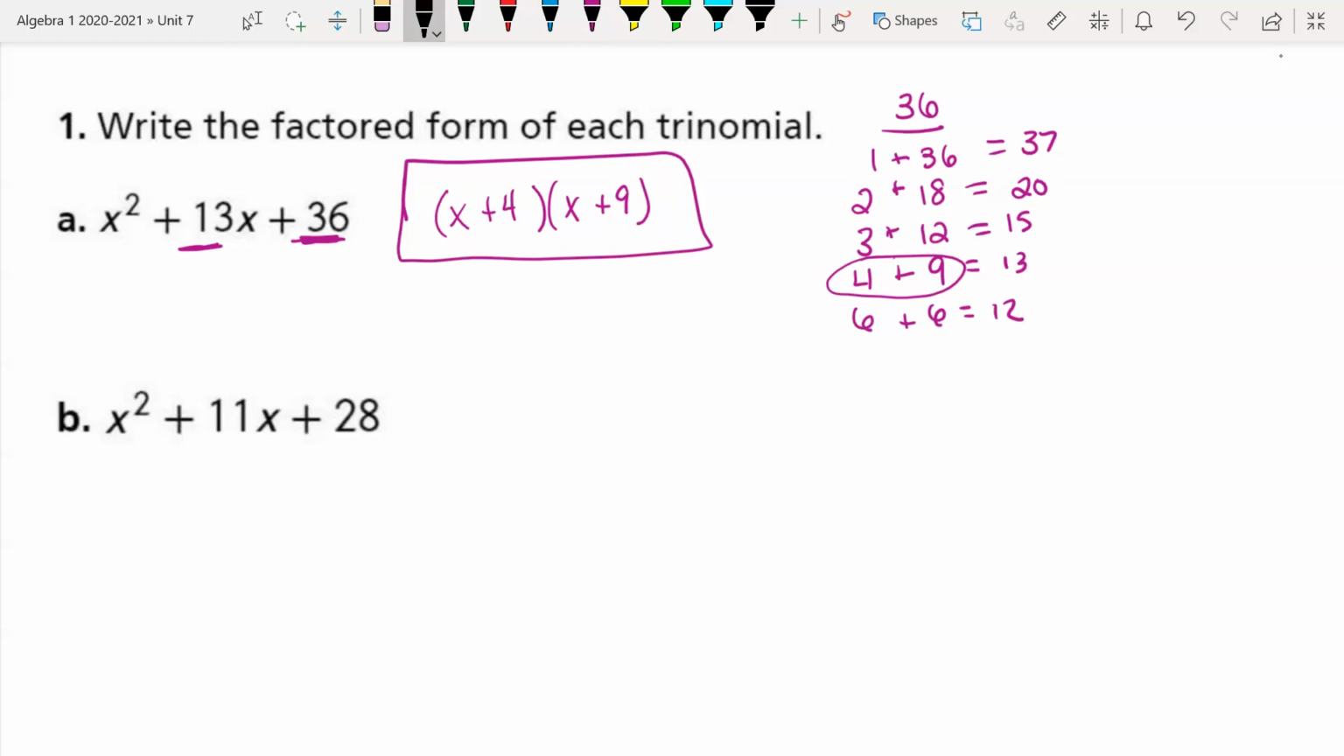Now, could you FOIL it and check it to see if you did it correctly? Well, yes. All right, so go ahead and pause the video and try this problem right here. I'm underlining in blue: x squared plus 11x plus 28.